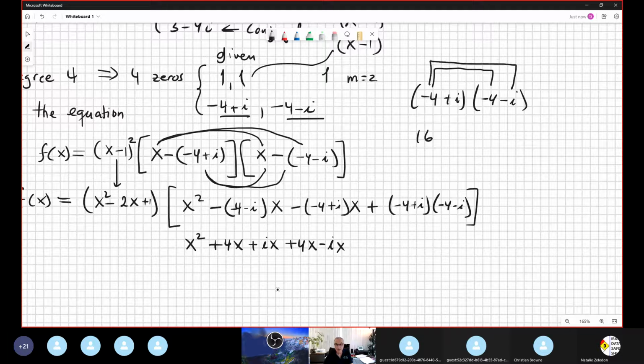Negative i times 4 is plus 4i. i times -4 is minus 4i, and positive i and negative i is minus i squared. This is cancelled, it's obvious. Positive 4i and negative 4i is gone. And only 16 stays alive.